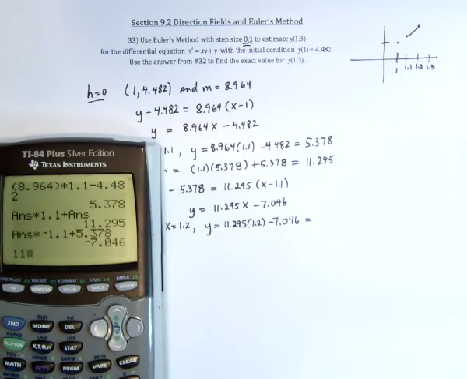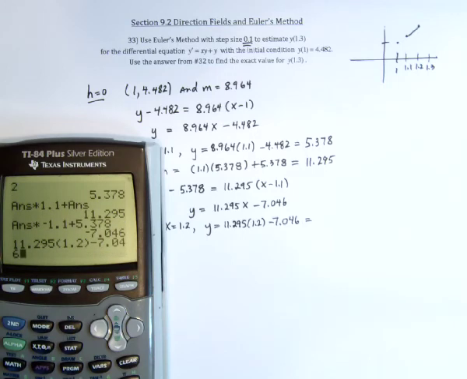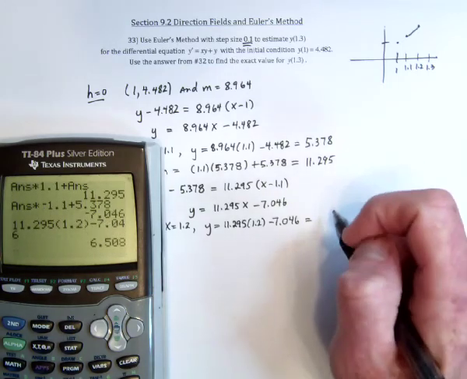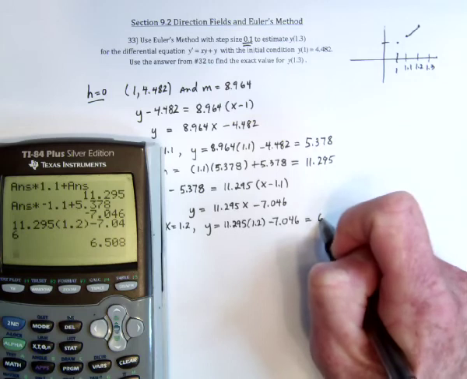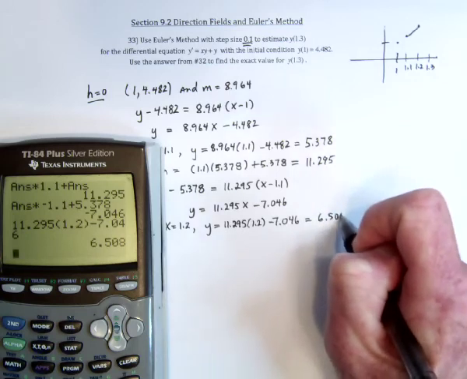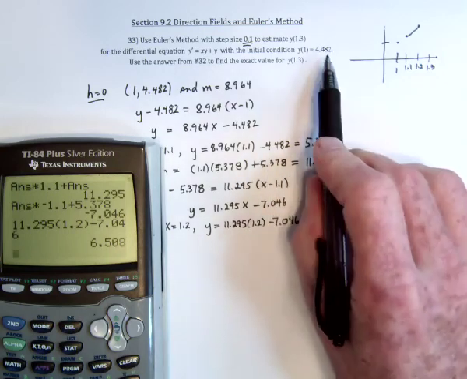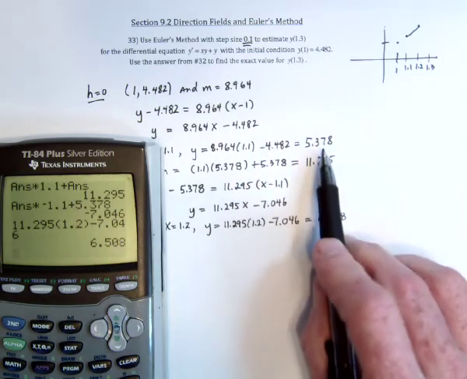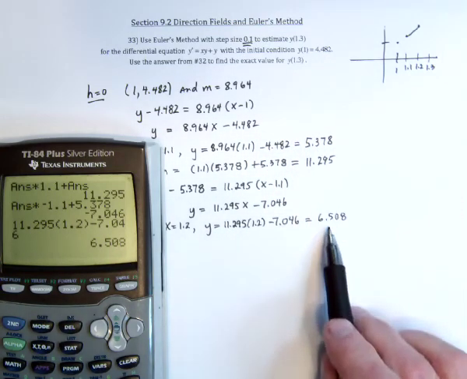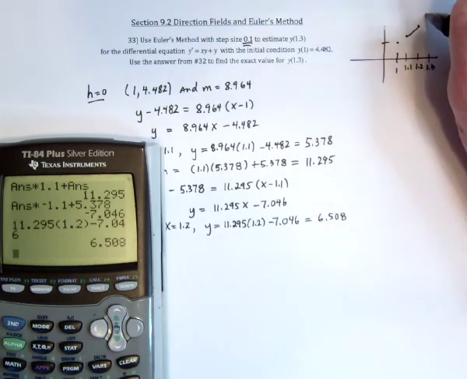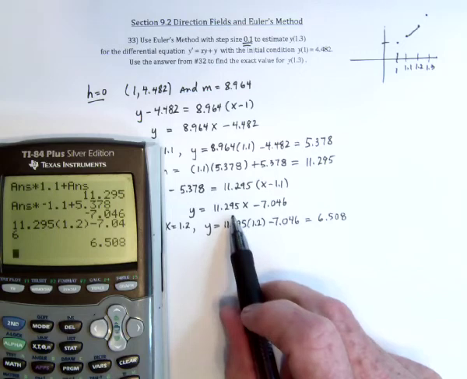So 11.295 times 1.2 minus 7.046. Our new y value is 6.508. So notice the y values are creeping up from 4.4 to 5.3 to 6.5. So we are going up on this thing, and the slopes are getting bigger and bigger.